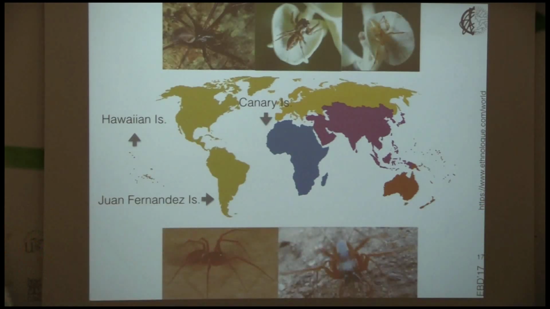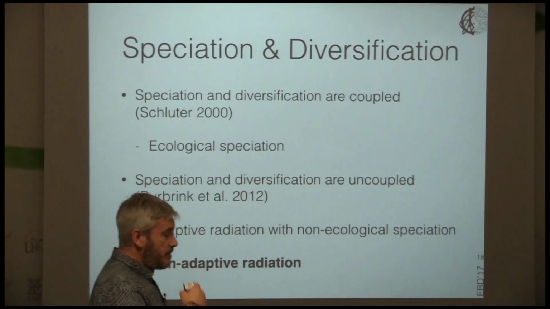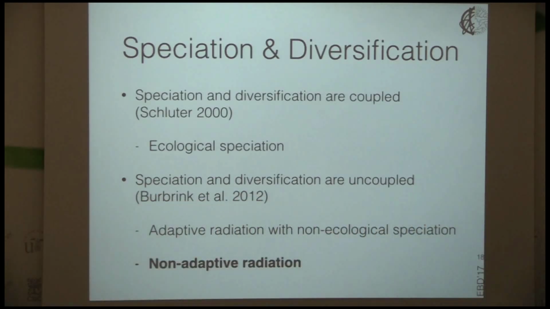So basically, what I want to talk about now is I want to show you some examples of some groups we have been working with in the context of adaptive radiation. So what is adaptive radiation, what is not, and what's the speciation mechanism of some groups that we have been working on in different island systems. So I'm going to give you a couple of examples from Hawaii, from Juan Fernandez and the Canary Islands. Okay, so they're more or less spread around the world. So going back to this relationship between diversification and mechanisms of speciation, I'm going to try to give you some examples of how idiosyncratic this connection is, at least for spiders.